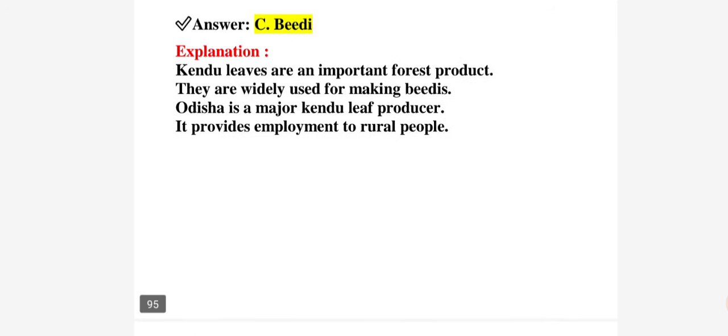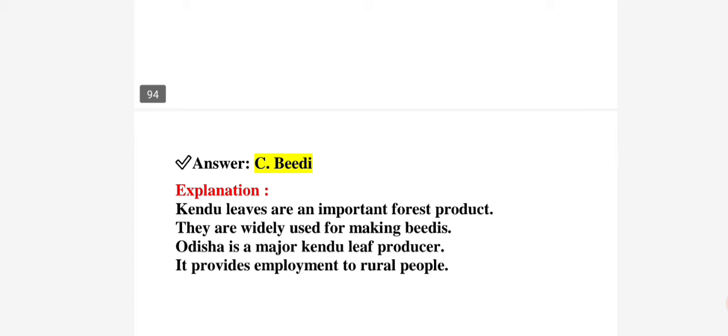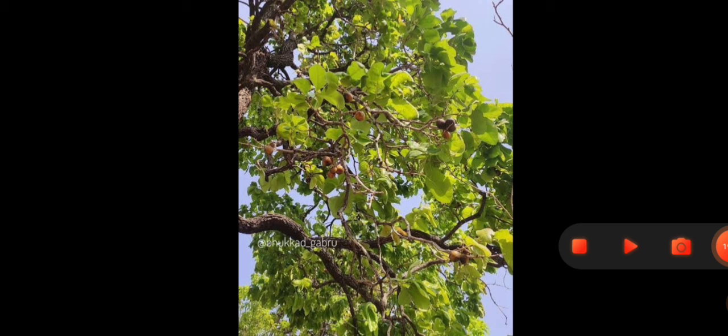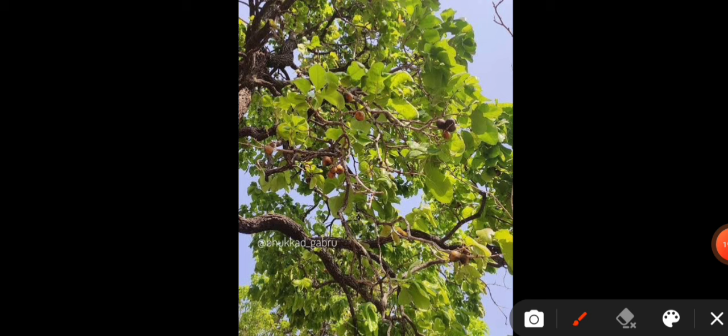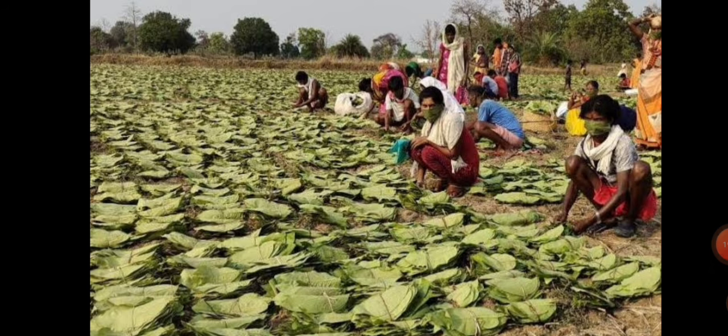Okay, let me show you how the Kendu leaves are produced and manufactured. Look, this is a Kendu tree. These are the leaves of a Kendu tree. Look at how the tribal people are collecting the Kendu leaves to sustain their livelihoods. Here is the scenario: Kendu leaves are being used for making BD.